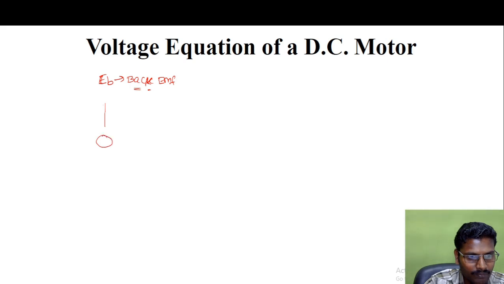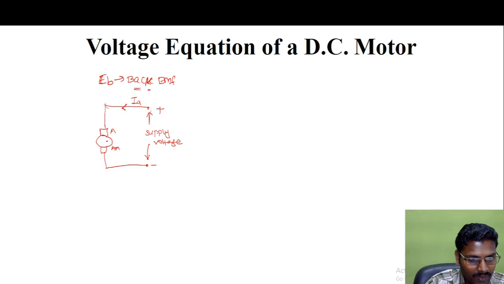So this is the motor, and this is the brush assembly. Both the field winding and the armature winding of the motor are excited by a DC supply, or an external supply voltage, with plus and minus polarity, and the current flowing from the supply is IA, which goes to the armature.